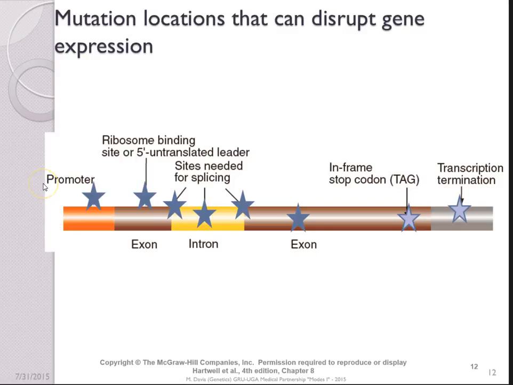To keep this simple, basically you can have mutations that impact the expression levels. You can have mutations that impact the gene's ability to be processed. And then lastly, you can have mutations that actually impact the gene product.